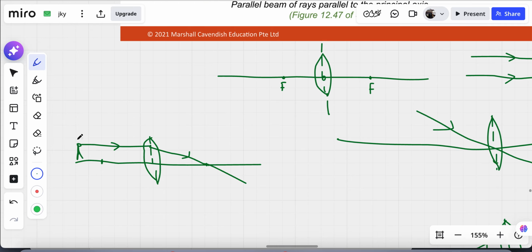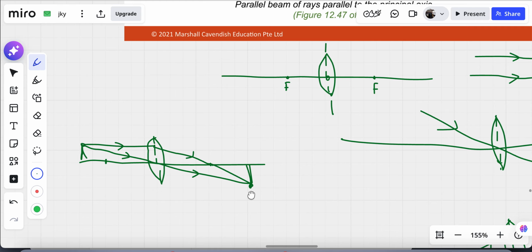Then any ray coming through the optical center will be undeviated till they meet. Where they meet, that's where the image is formed. That's why we say the image in this case is inverted. The candle will be inverted.